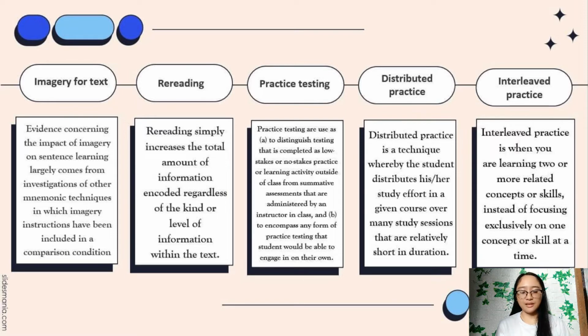And the 10th technique is interleaved practice. Interleaved practice is when you are learning two or more related concepts or skills instead of focusing exclusively on one concept or skill at a time. Alternating between them can be beneficial. For example, if you are learning topic A and topic B, rather than practice only A on one day and only B on the next, you can practice both on each day by incorporating a mixture of the two topics or by switching back and forth between them.